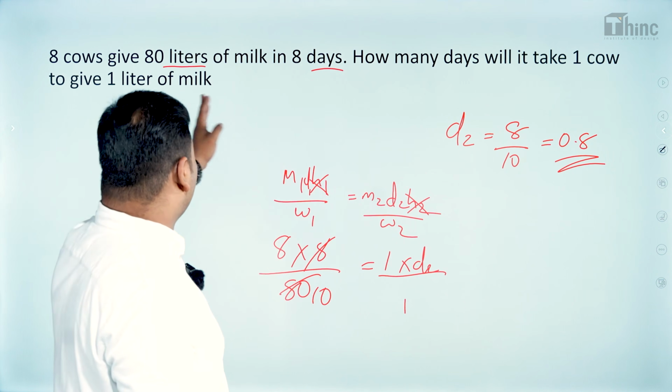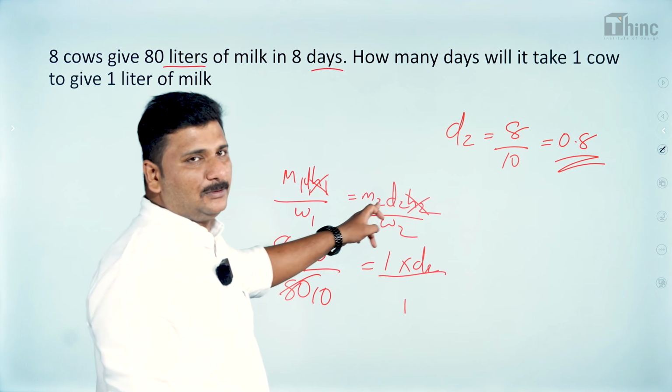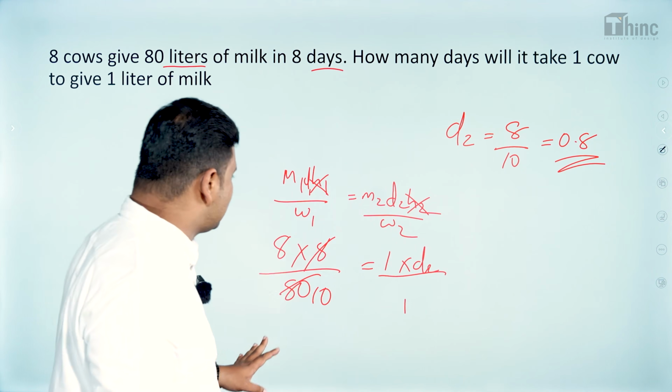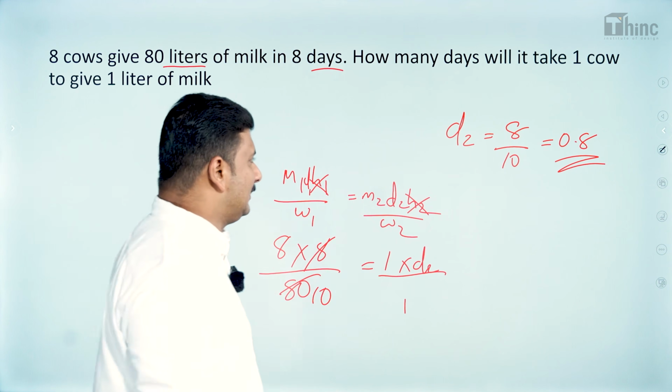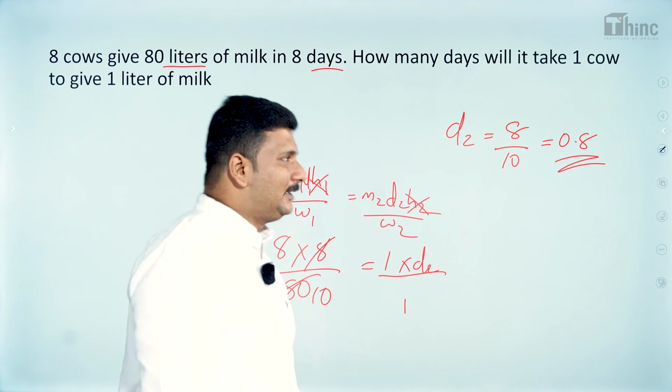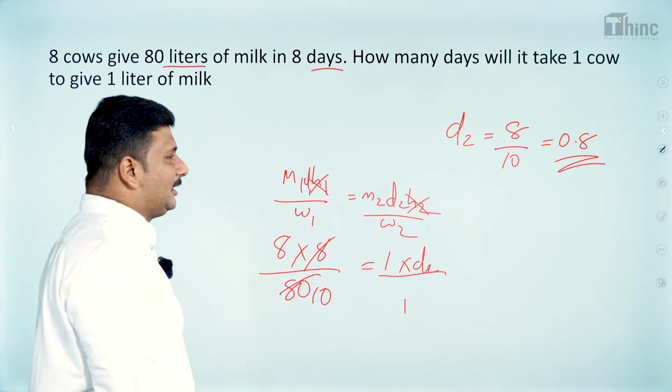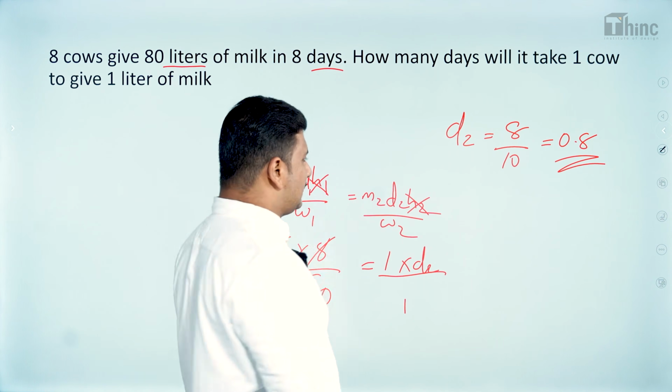so 8 cows can produce 80 liters of milk in 8 days. One cow will produce 1 liter of milk in how many days is the question. So only D2 is missing. We can actually solve the value of D2 directly from the equation. So that is 0.8 days. So one cow will produce 1 liter of milk in 0.8 days. I think this is clear for you.